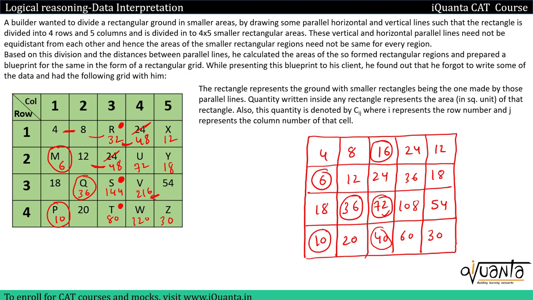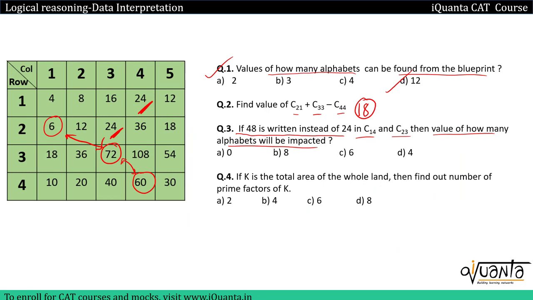changed. Okay, if I look at U, its value earlier was 36, now it is 72, value has changed. V, earlier it was 108, now it is 216, value of V has changed. Value of W, it was 60 earlier, now it is 120, value of W has changed. If I look at the last column, values are still the same, 12, 18, 54, 30. Okay, so we'll count the number of dots here, 1, 2, 3, 4, 5, 6, values of 6 variables have changed. Answer to the third question will be 6. Okay, option C will be the correct answer. I hope that was understood.